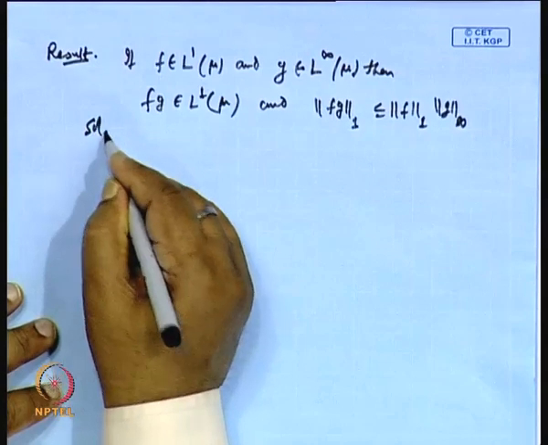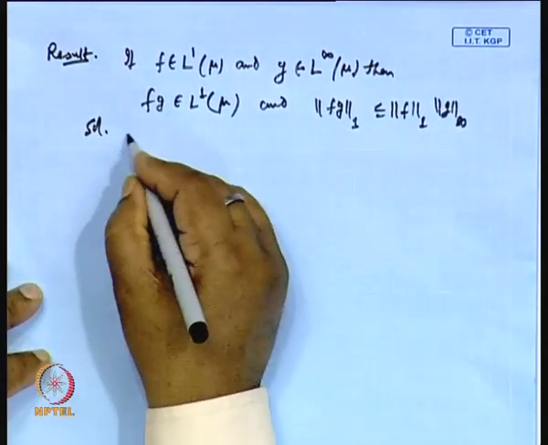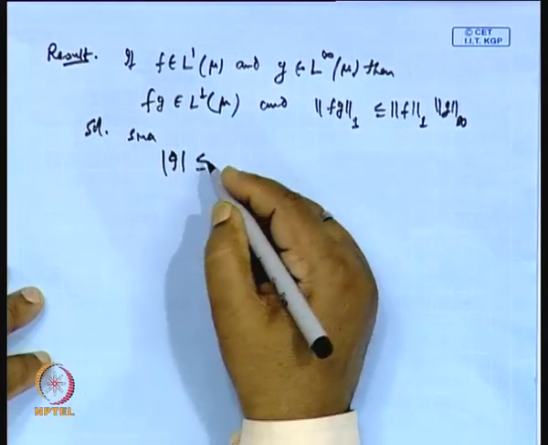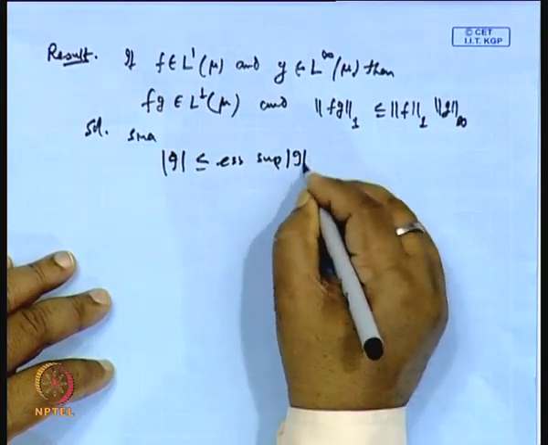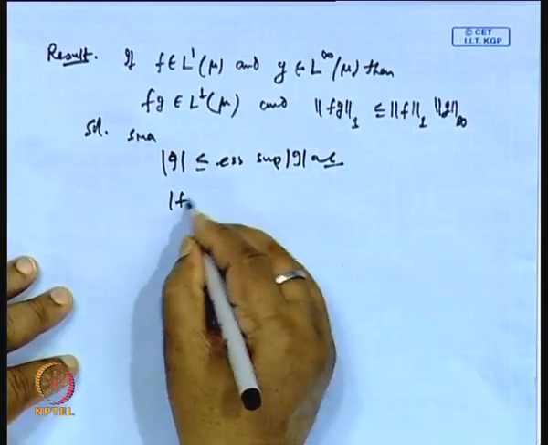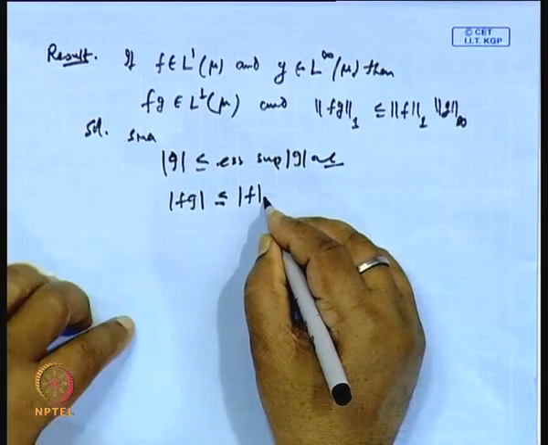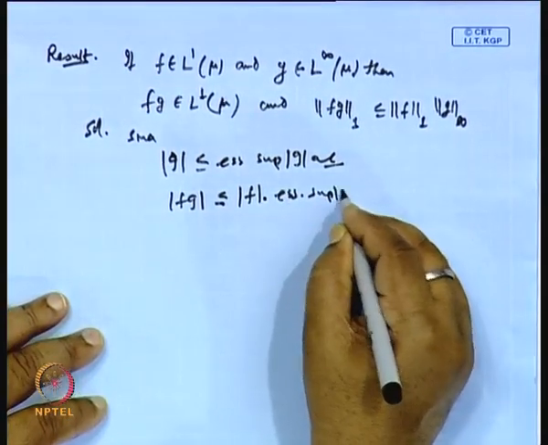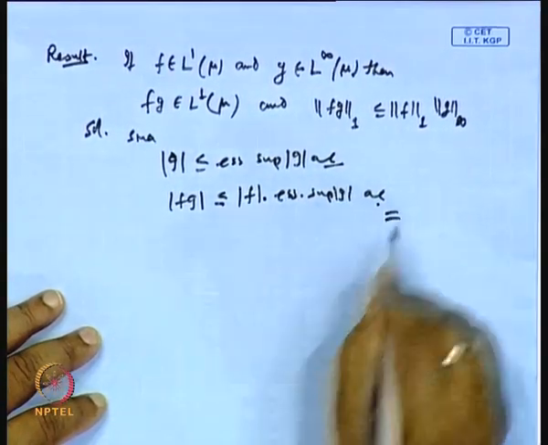The reason is simple, because mod g is less than or equal to the essential supremum of mod g almost everywhere. Therefore, mod of f g is less than or equal to mod f into the essential supremum of mod g almost everywhere. Hence, when you take the integral, you get the result.